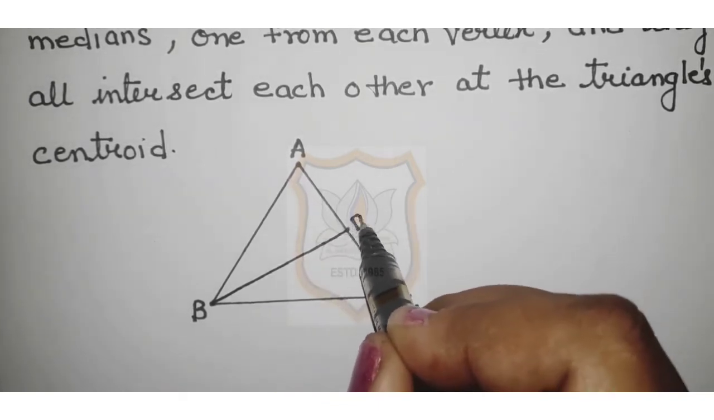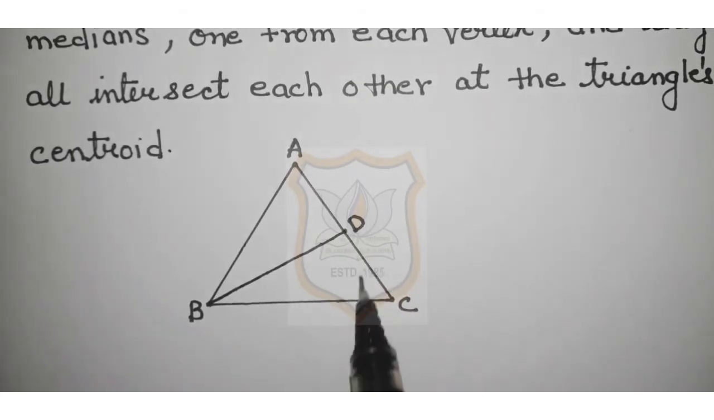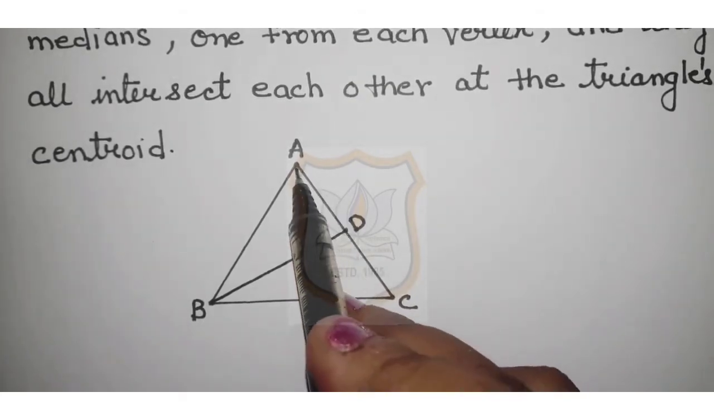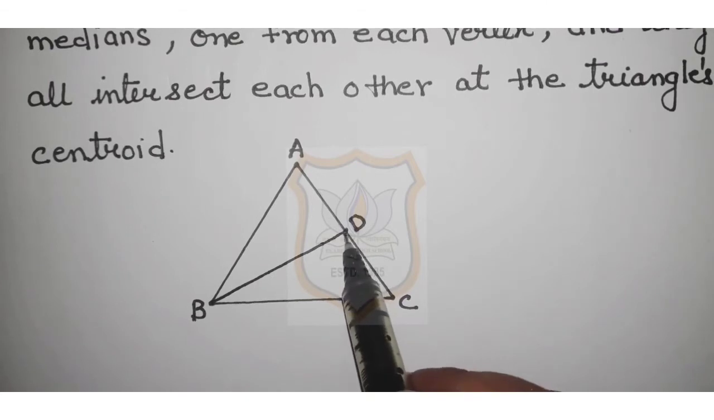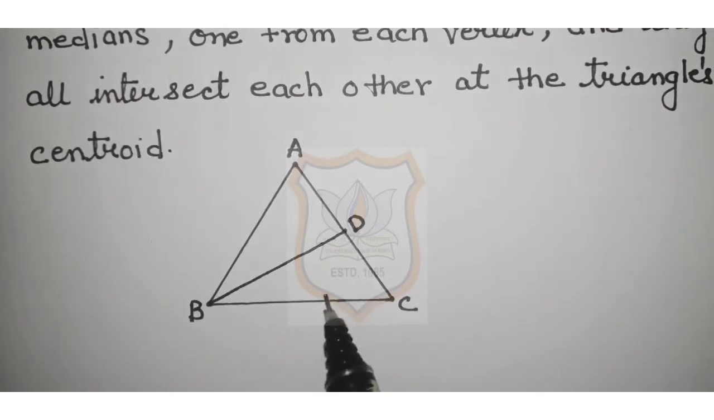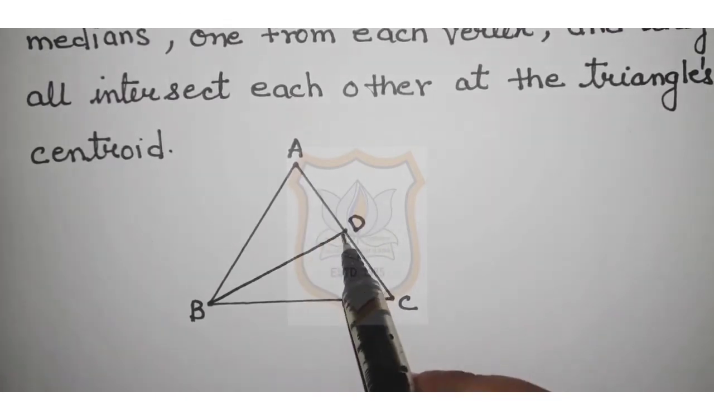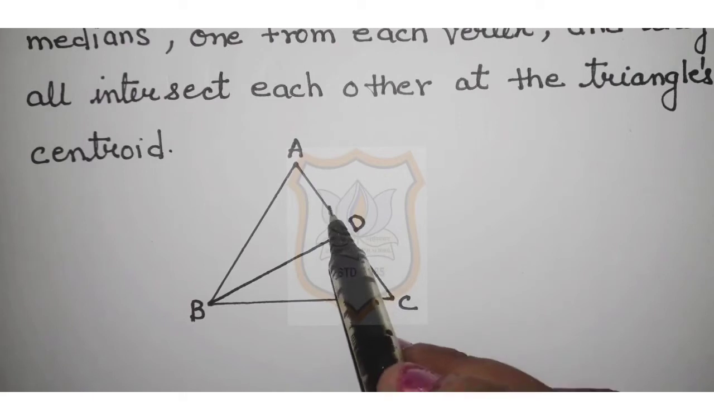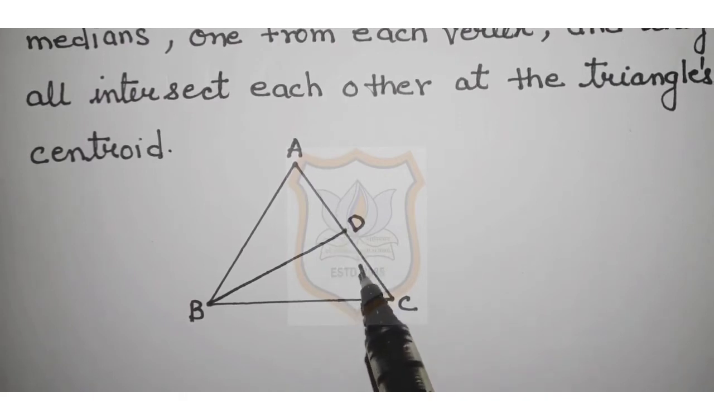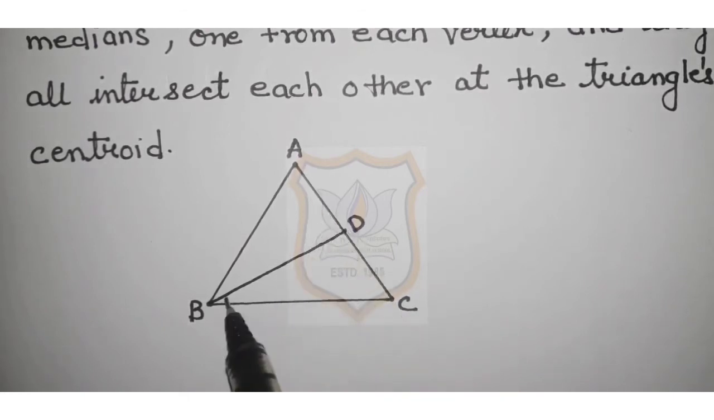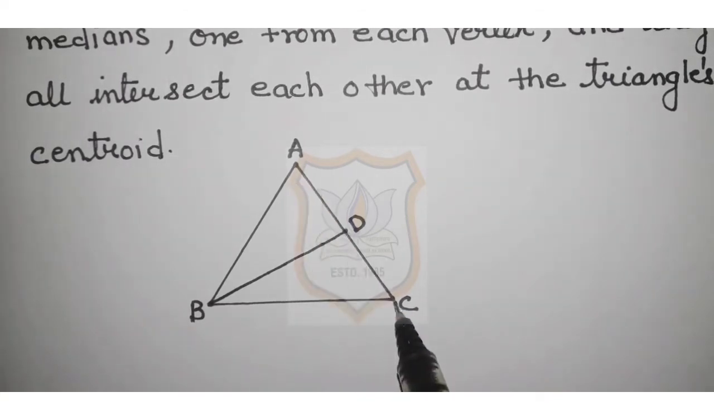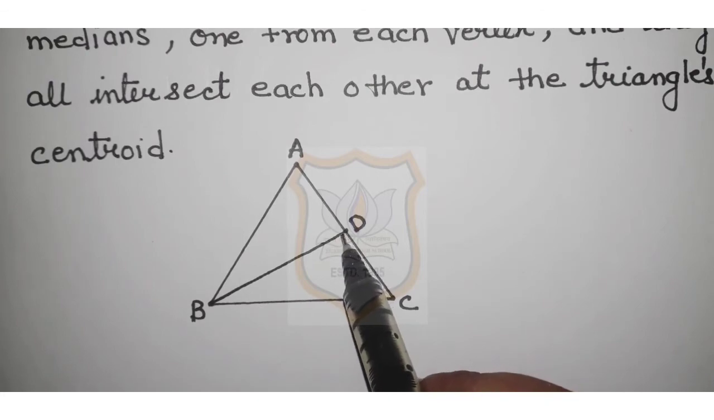Suppose this point is D and it touches the midpoint. The midpoint of this AC is D. So it divides this AC into two parts, AD and DC. These two parts are of equal measure. Bisect means to divide any line or any figure into two equal parts. So this line divides AC into two equal parts, and this line is called a median.